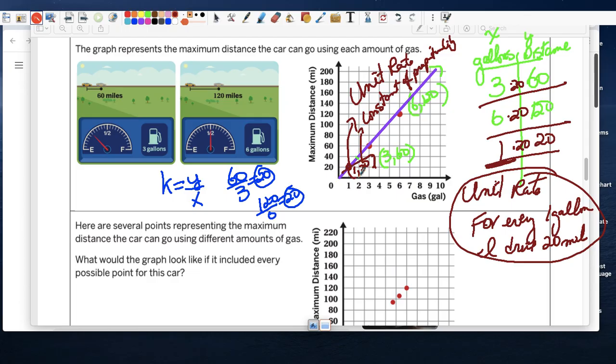The comparison of two quantities when one of them is 1, and in this case it's 1 gallon. For every 1 gallon of gas, I can drive 20 miles, and that's the relationship. So look what I got. All this I got just given 2 points.